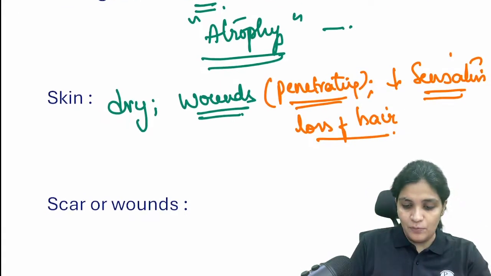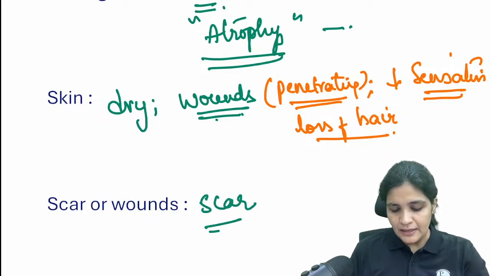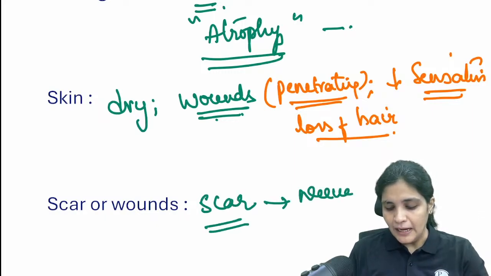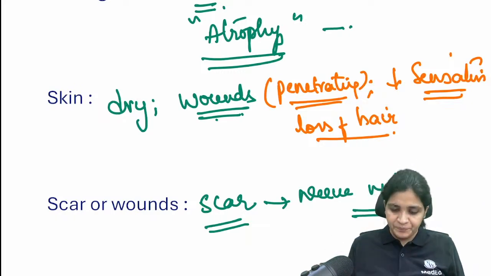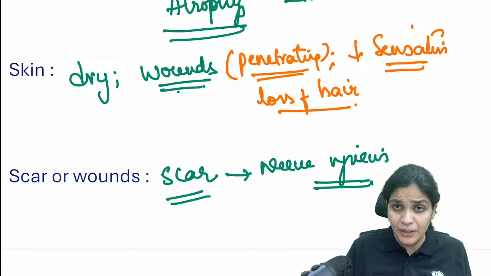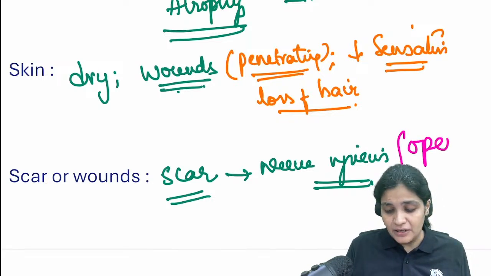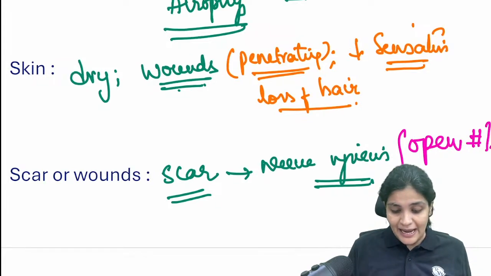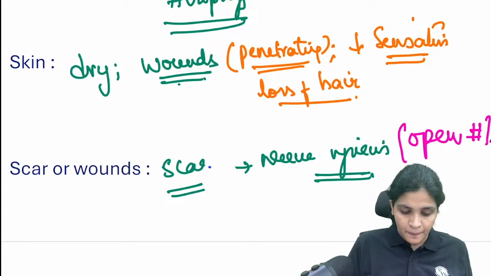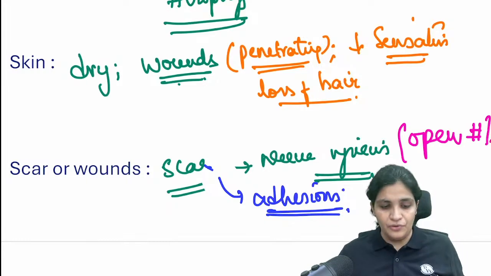And then scars and wounds. Again, I have told you, these wounds and scars are very, very important, because nerve injuries mainly occur as a result of some trauma occurring around that particular joint where the nerve is present. So for example, if it was an open fracture, then you will see a wound or a scar. This scar sometimes gets adhered. So adhesions of this scar, these are all you will look for in case of inspection.